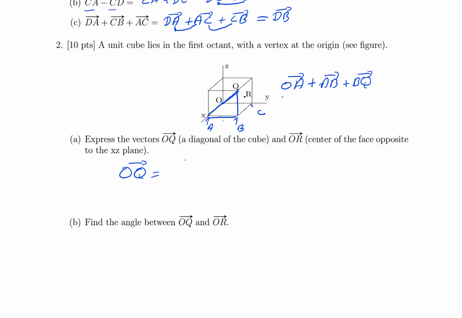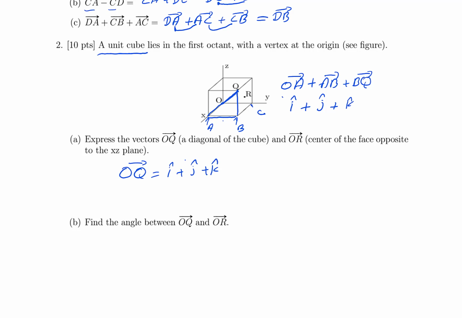Now you see this is a unit cube. Therefore, what is OA? We can write that it is i because it is on the x-axis. Then AB is j, it is parallel to the y-axis. And BQ is k. Why? It is parallel to the z-axis. And they are unit vectors, right? Because it is a unit cube. Therefore, we can write i plus j plus k.